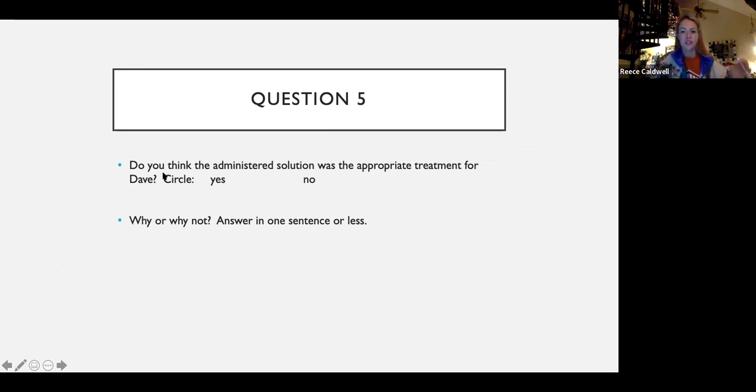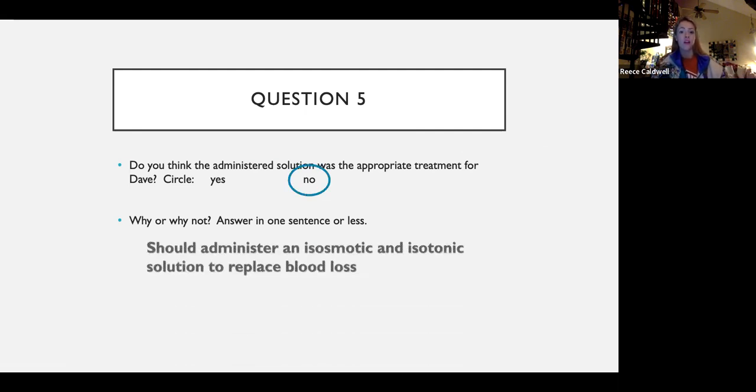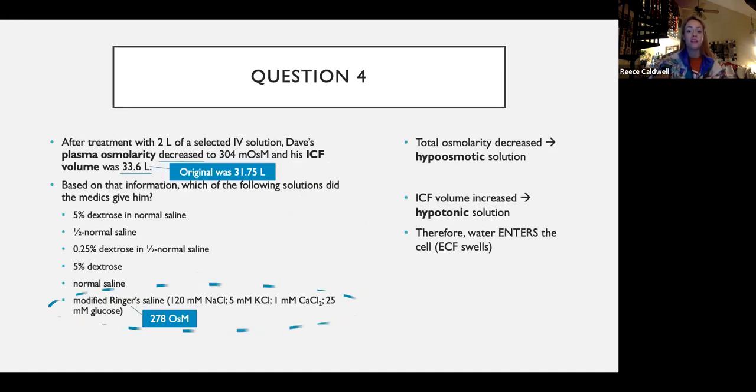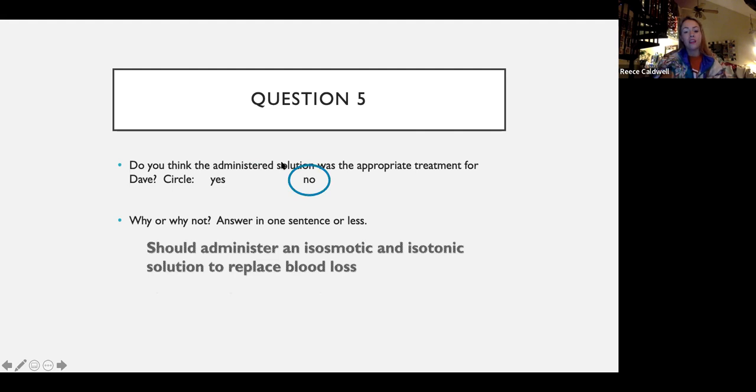So do we think that this was the appropriate treatment for Dave? No. And let's talk about why. They should have administered an isosmotic and isotonic solution to replace that blood loss. Since they gave him a hypoosmotic and a hypotonic solution, he was not brought back to regular levels here. He still stayed above, and he was not treated correctly. They should have administered an isosmotic and an isotonic solution to replace that blood loss, that isotonic condition. Hemorrhage is an isotonic condition, so they should have treated him with an isosmotic and isotonic solution.